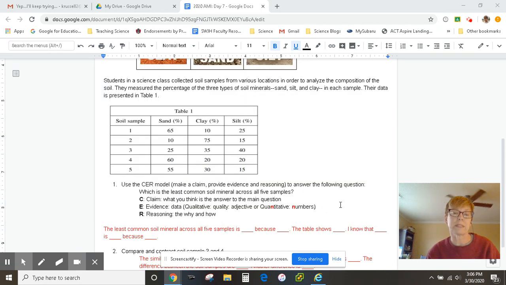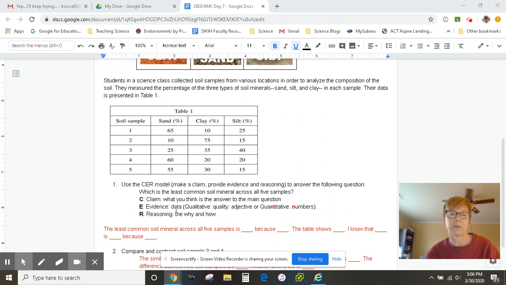So question 1 says, use the CER model. So you're going to make a claim. Remember, C stands for claim, and that's what you think is the answer to the main question. And our main question is, which is the least common soil mineral across all 5 samples? So that's the question that we're going to answer.